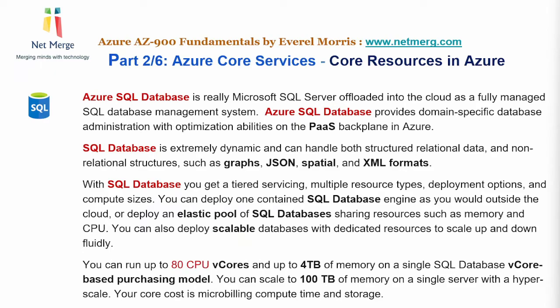Now I want you to also pay attention to the available resources that you could use with SQL. You could use up to 80 vCore CPUs. Pay attention to that. It could surprise you on the exam as well. You could use up to 4 terabytes of memory on a single SQL database in the vCore-based purchasing model. You can scale up to 100 terabytes on a single server with Hyperscale. So that's a different tier.